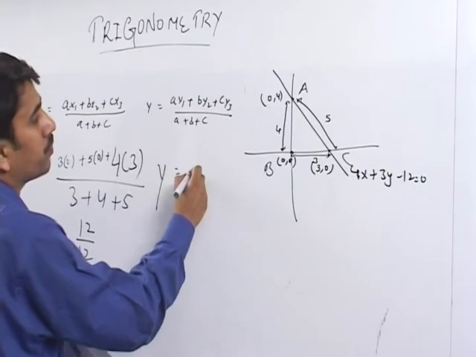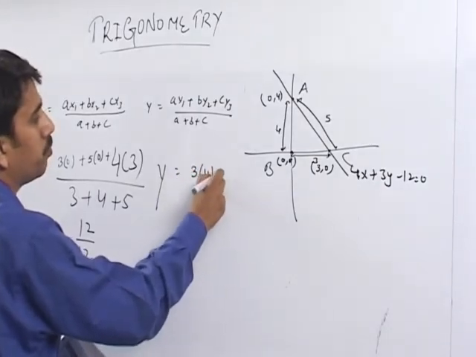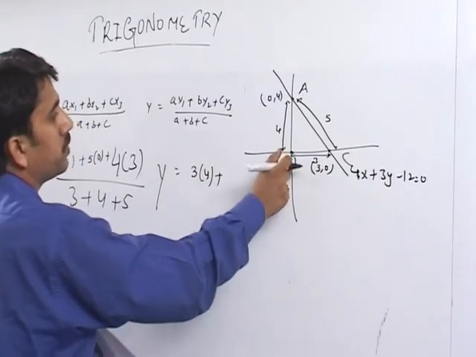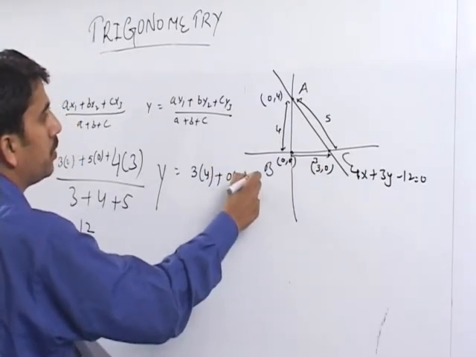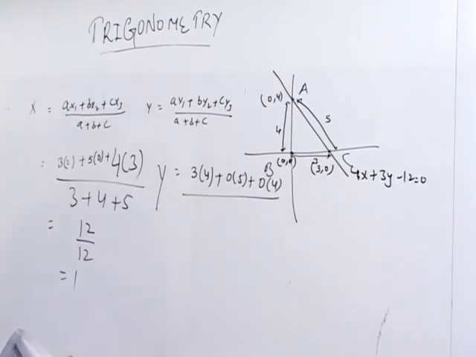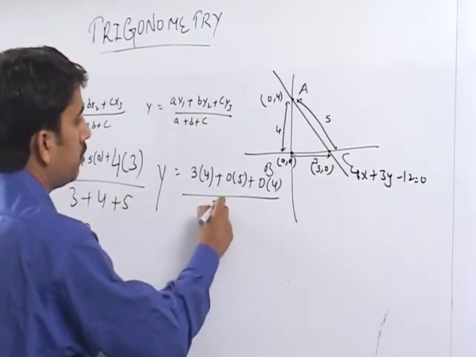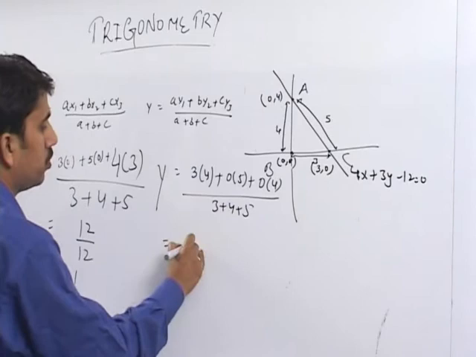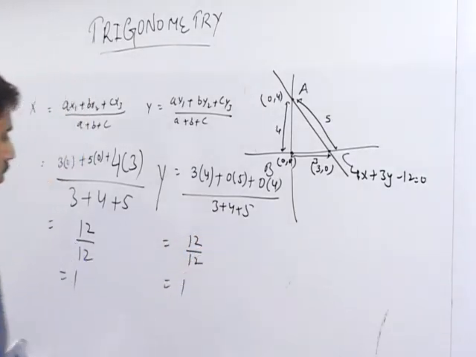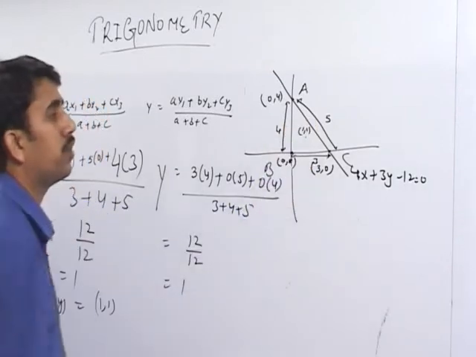Similarly, you will find y. y will be equal to 3 into 4 plus 0, 5 plus 0, 4 over 3 plus 4 plus 5, which is again equal to 12 over 12, equal to 1. Therefore, the coordinate (x, y), that means the incenter, is (1, 1). And let this point be here. This is (1, 1). Now what is the inradius?